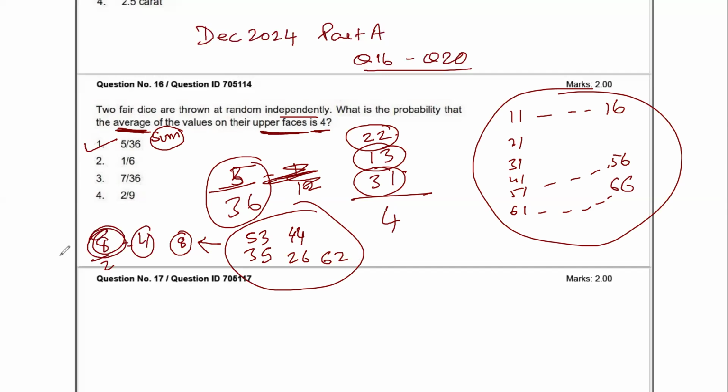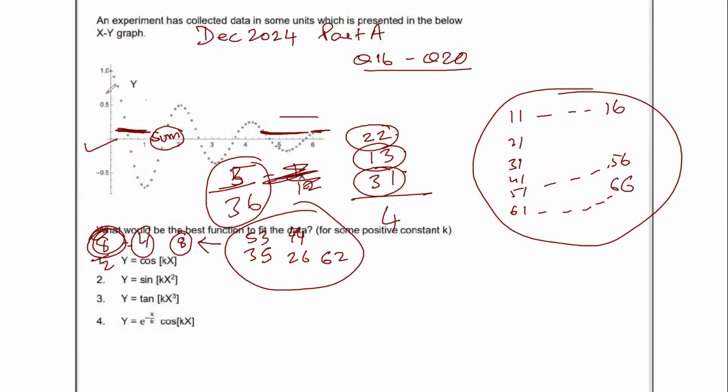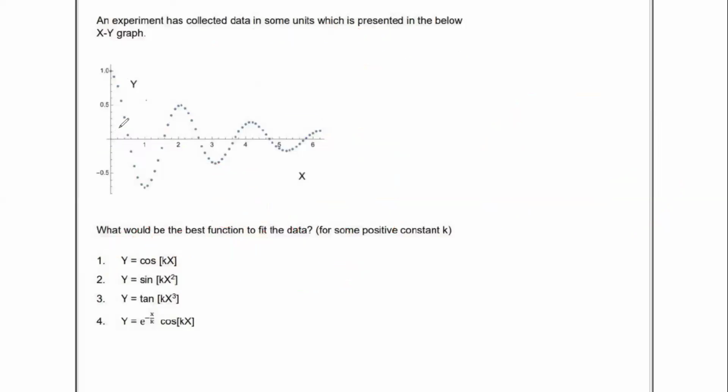Moving on to question number 17. Question 17 is asking: an experiment has collected data in some units which is presented in the below XY graph. What would be the best function to fit the data? So we know that K is a positive constant.